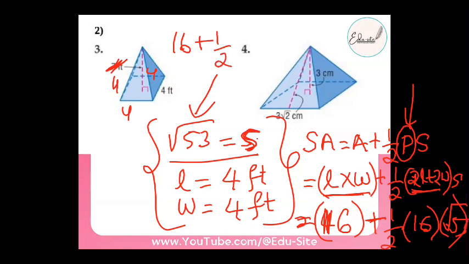So half. What is half times 16? Half of 16? Yes, please do it in your rough book and tell me the answer. Half of 16 is, it's just simple, 8. So 8 root 53, right? Yeah, 8 root 53. It is 16 plus 8 root 53.